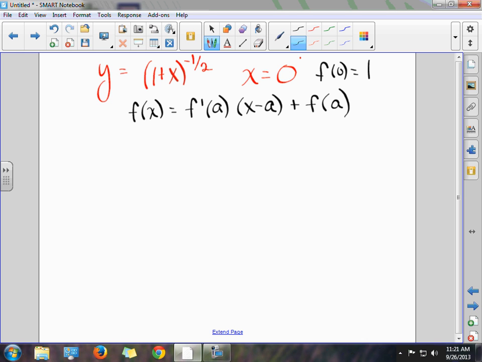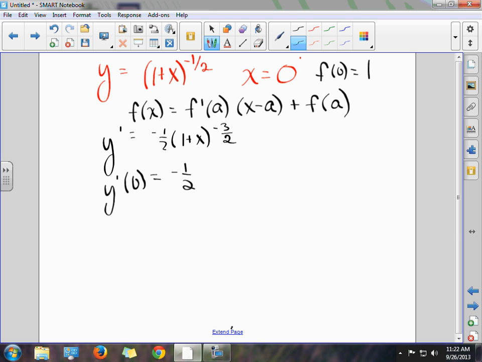So now let's go ahead and find our derivative. So y prime is going to be negative 1/2, 1 plus x to the negative 3/2. I'm not going to worry about cleaning this up because the only thing I need it for is to find y prime of 0, which is going to be negative 1/2 times 1 to the negative 3/2, which is just 1. So y prime of 0 is going to be negative 1/2.